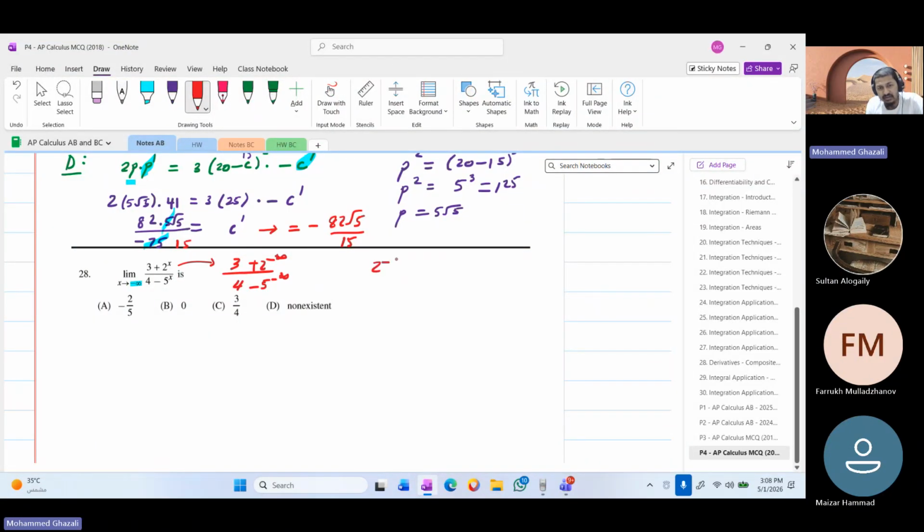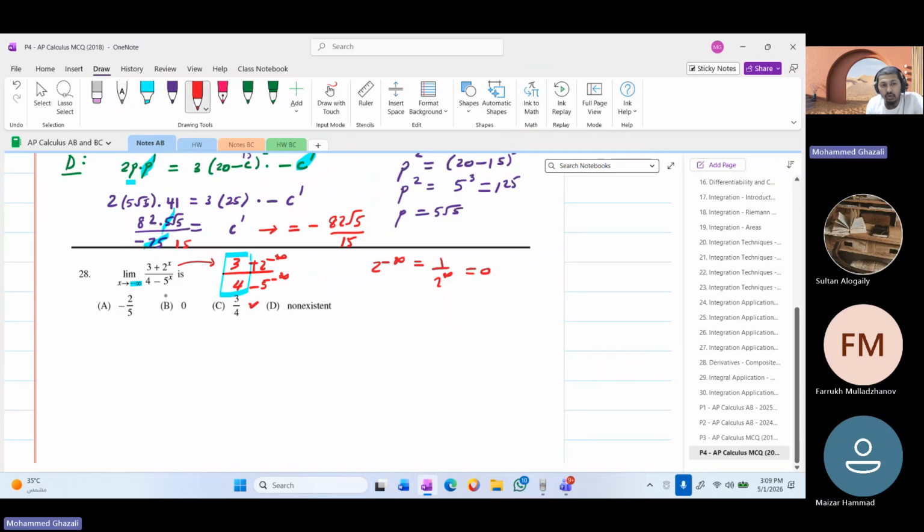What is 2 to the power negative infinity? It's 1 over 2 to the infinity, which is 0. Sorry, if it was x approaching plus infinity, it would be 2/5. Then your answer will be infinity over infinity. Then you need to use L'Hopital's rule. Yeah, so that's a different story now. So the answer is 3/4.